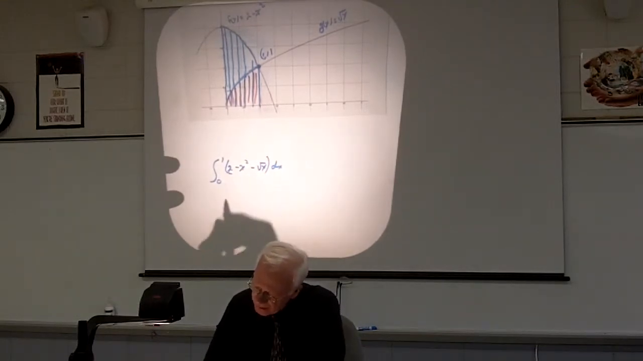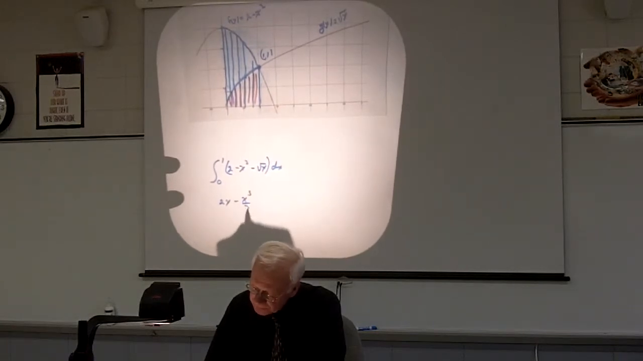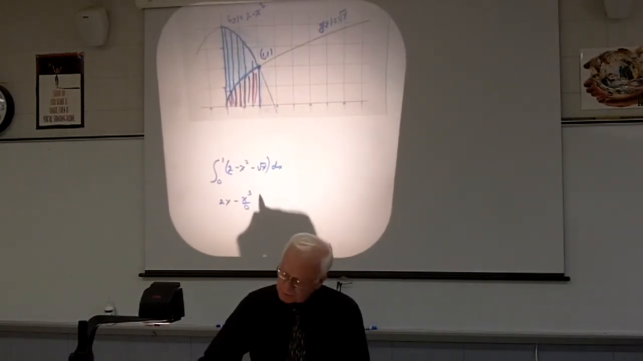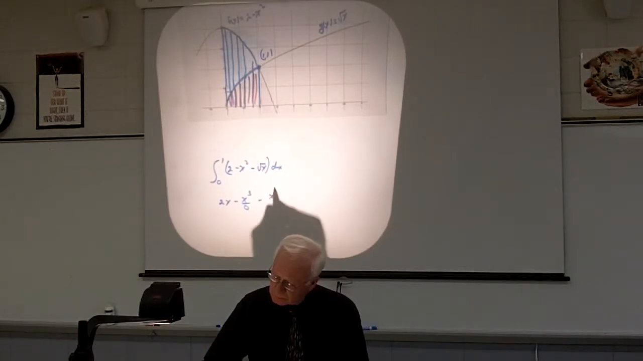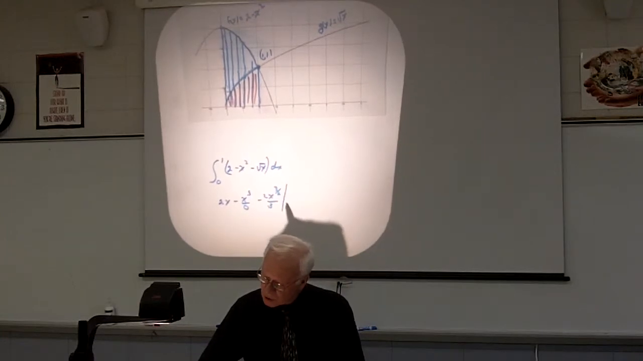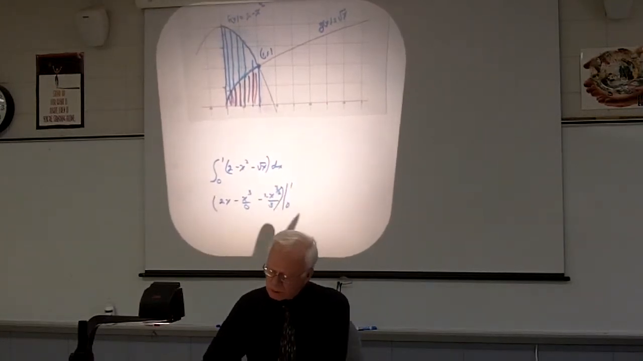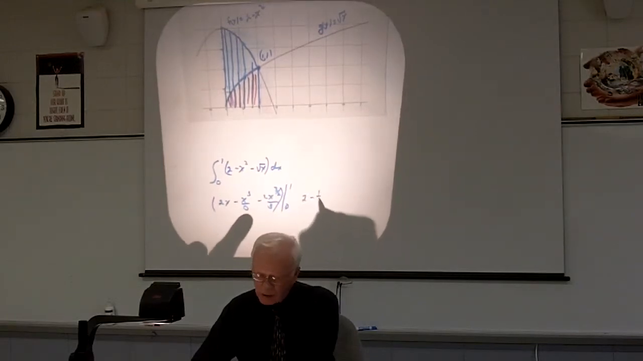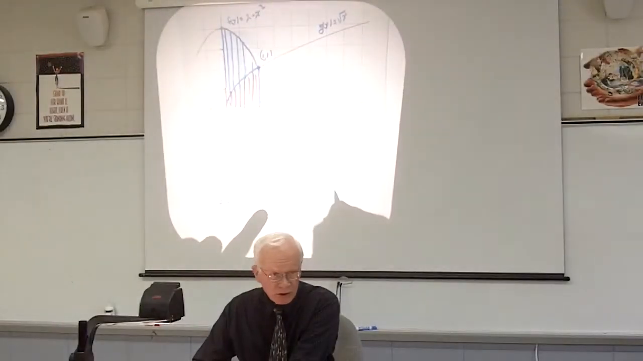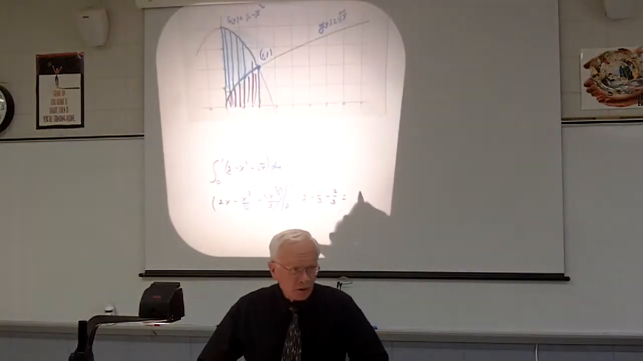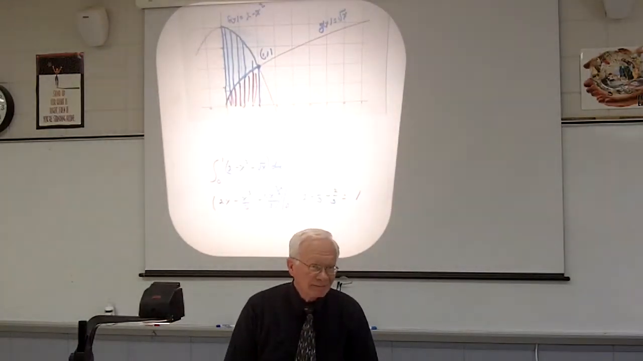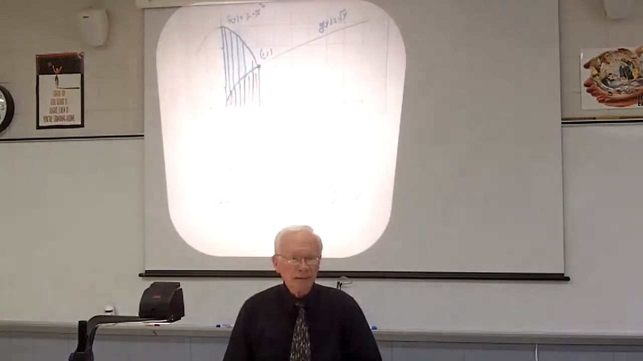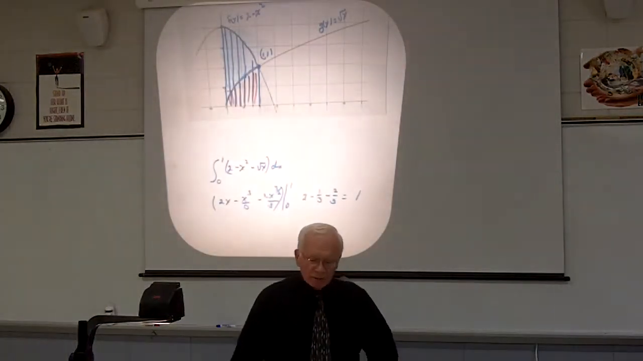The antiderivative of that is 2x minus x cubed over 3, and the square root of x becomes x to the 3 halves times 2 thirds. We're going to do 0 to 1, and again, the zeros are all zero. So this gives me 2 minus 1 third minus 2 thirds, which equals 1. So the area is equal to 1. At least that worked.